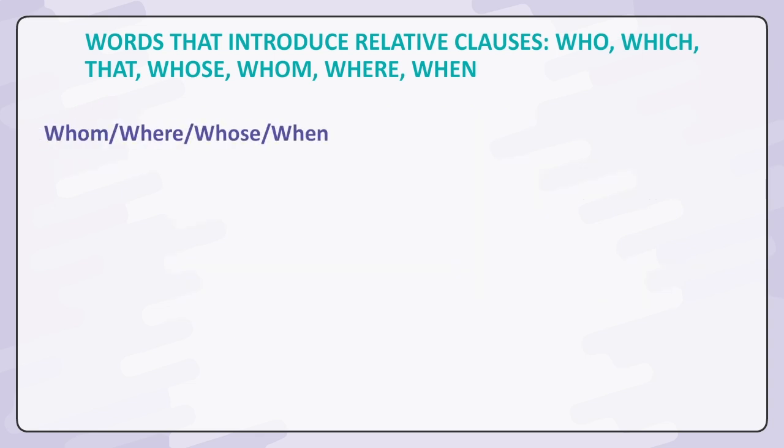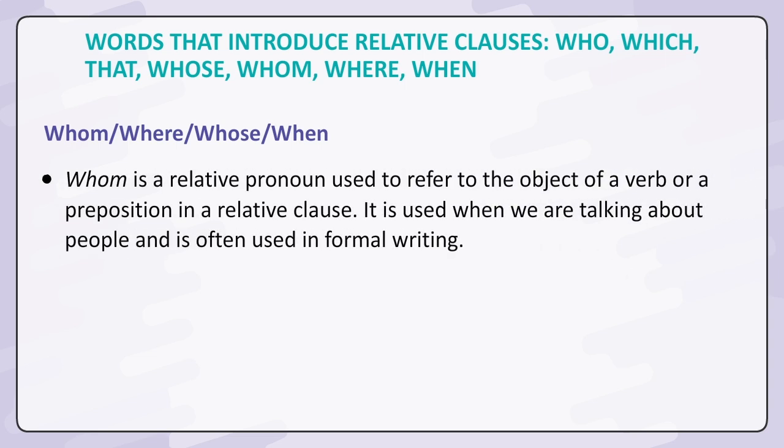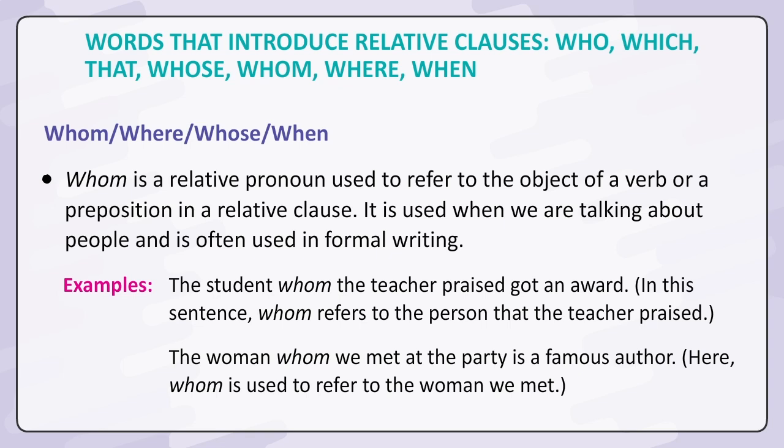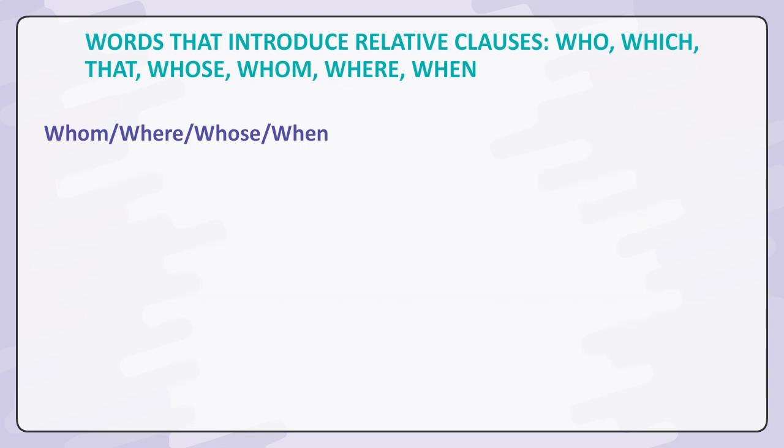Whom, where, whose, when. Whom is a relative pronoun used to refer to the object of a verb or a preposition in a relative clause. It is used when we are talking about people and is often used in formal writing. Examples: The student whom the teacher praised got an award. In this sentence, whom refers to the person that the teacher praised. The woman whom we met at the party is a famous author. Here, whom is used to refer to the woman we met.